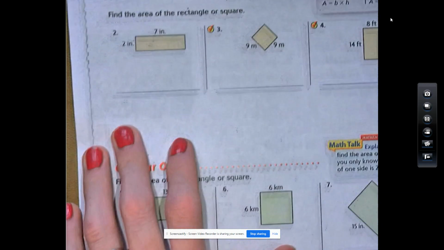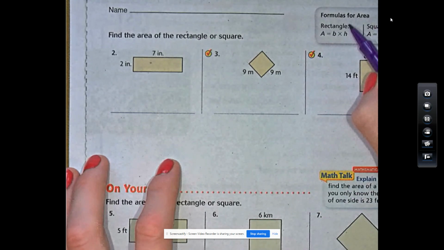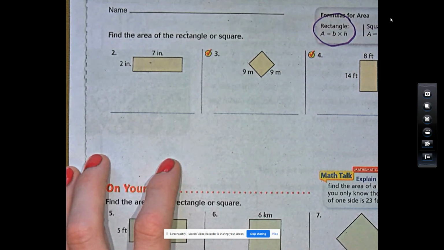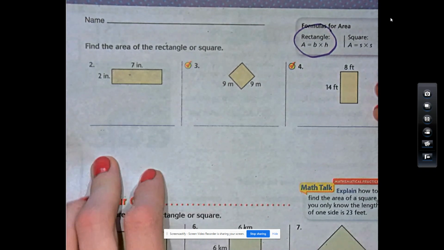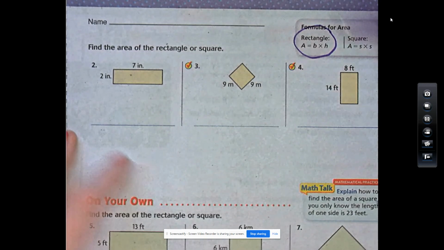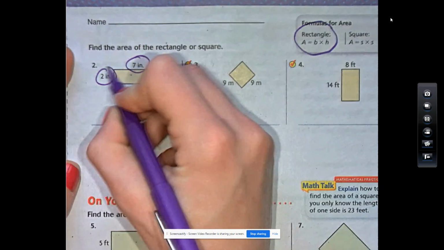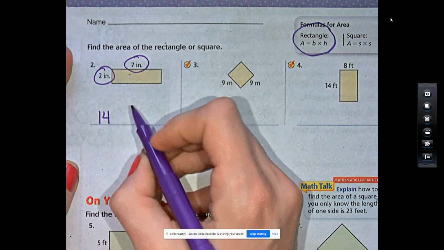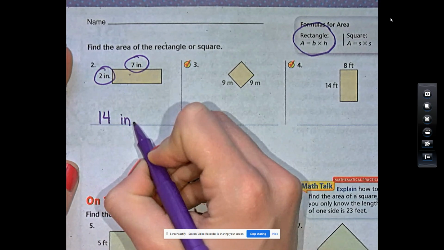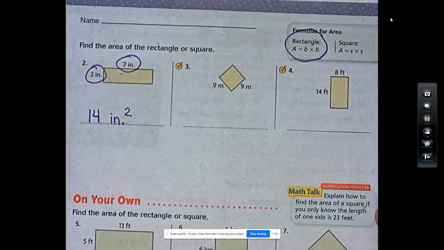Okay, find the area of the square or rectangle. Right here, they give you this formula. Base times height, no matter what, even if it's a square, base times height works, right? They're just going to be the same number. 7 times 2. What's 7 times 2, boys and girls? That would be 14. What's my unit? Inches, period, because it's an abbreviation, squared. Done. Cool, huh? Area is super easy.